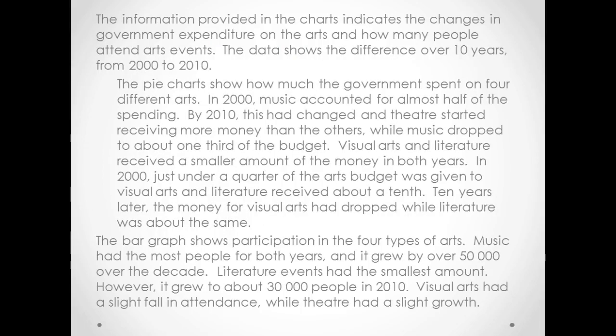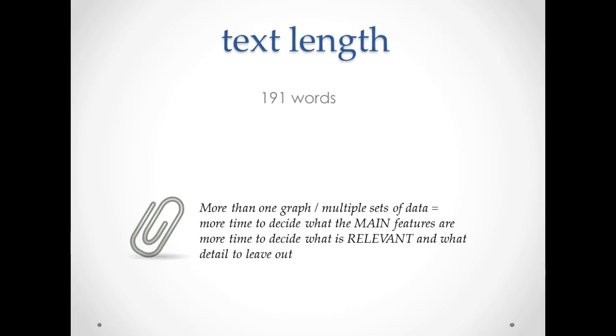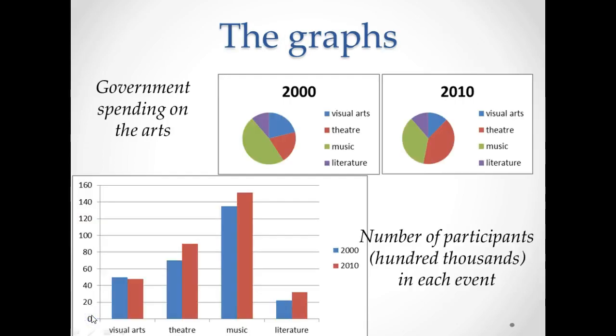Here is the whole text. Do you think it's too long? What do you think? 150 words minimum, remember? There were 2 pie charts and 1 bar graph. This text is 191 words. It had more than 1 graph, multiple sets of data. So as an IELTS student, you have to spend more time deciding what the main features are, and more time to decide what is relevant and what detail to leave out or not write. So, the text does not have to become too long. You just have to make good choices. And here are the graphs one more time.